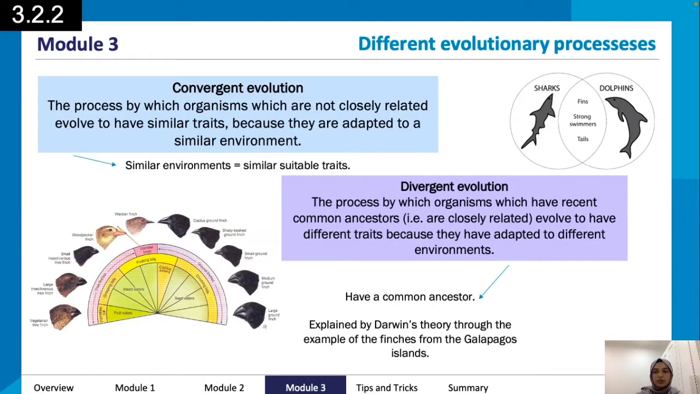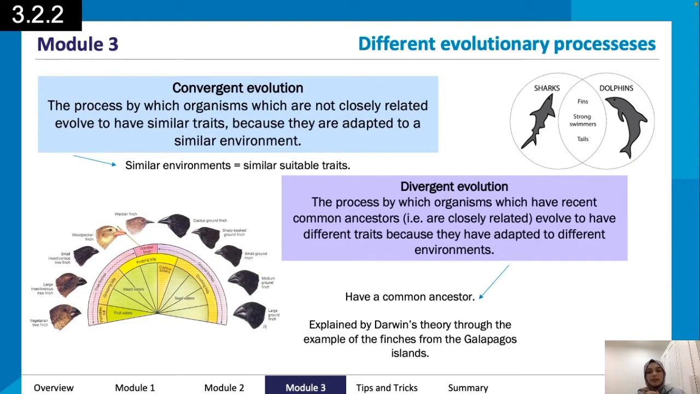So, different evolutionary processes. Convergent evolution is the process by which organisms which are not closely related evolve to have similar traits because they are adapted to a similar environment. So, similar environments means that they have similar suitable traits, right? So, they essentially grow to have similar traits because they're all in a similar environment.